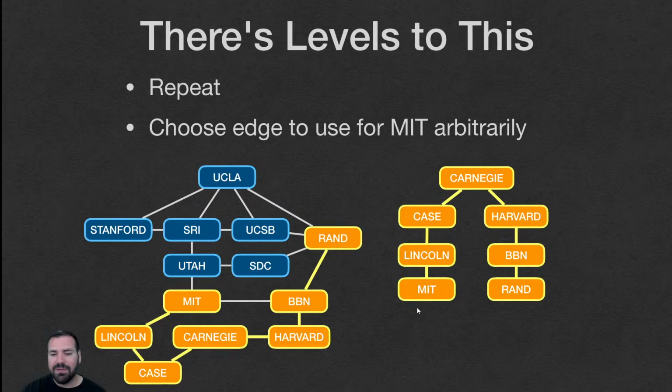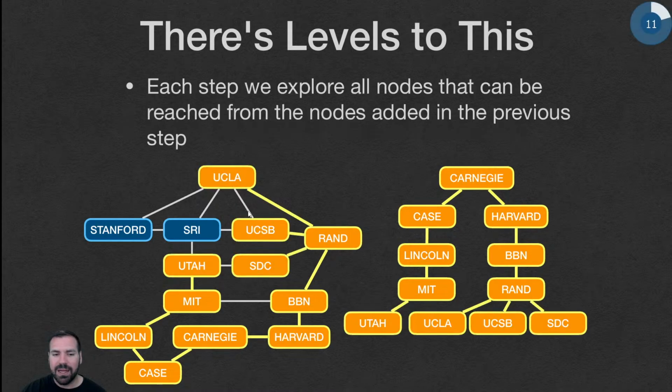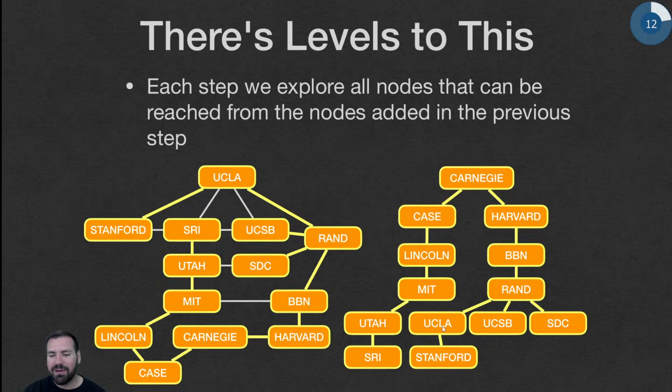All right, MIT is going to find Utah, and Rand is going to find UCLA, UCSB, and SDC. So we're going to add those, again, going lower each time. And then Utah, UCSB, and UCLA are all going to fight over SRI. I forget which one I chose. I think Utah. And then UCLA is the only one that gets to find Stanford. So UCLA is finding Stanford, and Utah is going to find SRI.